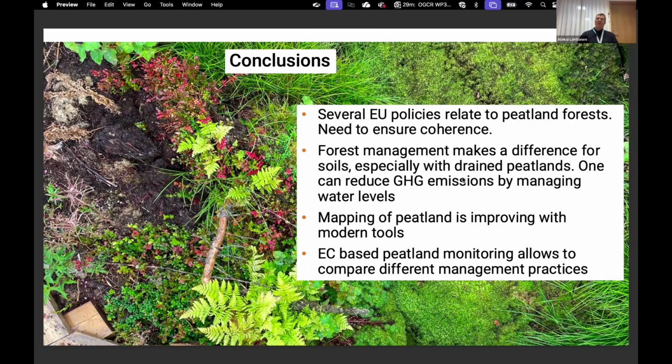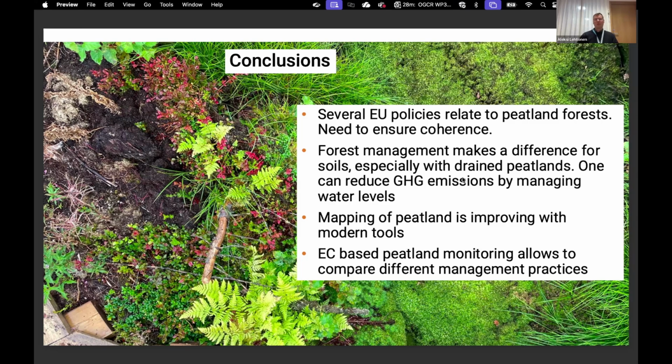And what we have learned is that forest management makes a difference for soils, especially with drained peatlands. One can reduce greenhouse gas emissions by managing water levels. Maybe one lesson learned from Ranskalankorpi is that at the site that had a very deep water table to start with, continuous cover forestry was able to raise that water table a bit, but not enough. So maybe in the future, more efficient management of water tables is needed.